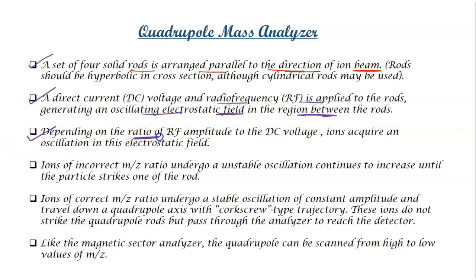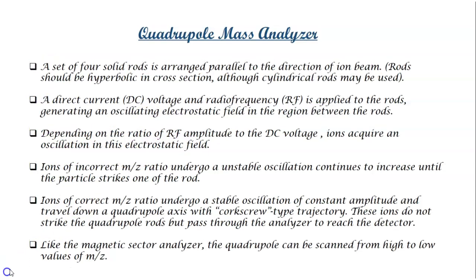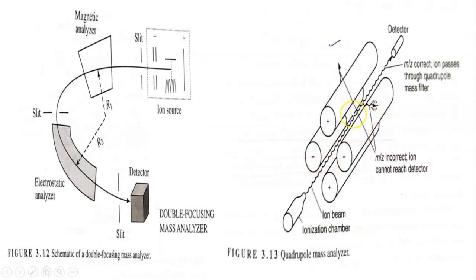Now, depending upon the ratio of radio frequency amplitude to the DC voltage, your ions are going to acquire an oscillation in that particular electrostatic field, which you can see in this diagram. The oscillation of your ions in between these rods depends on the ratio of the RF amplitude to the DC voltage. So you should keep that in mind: depending on the ratio of radio frequency amplitude to the DC voltage, your ions acquire an oscillation in the electrostatic field.